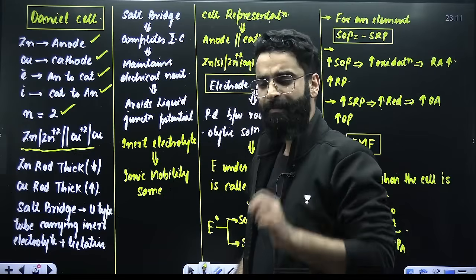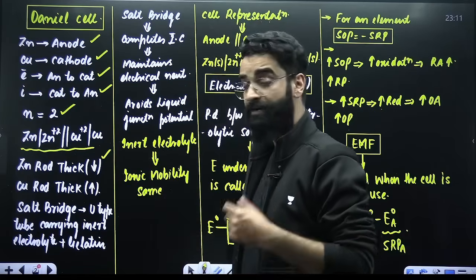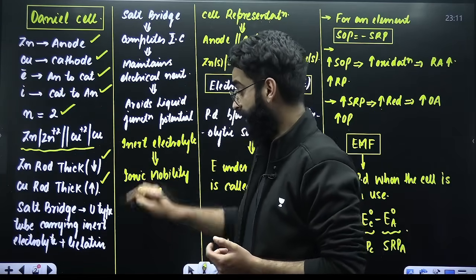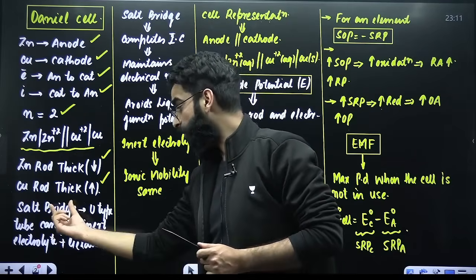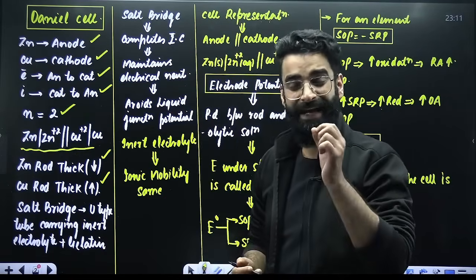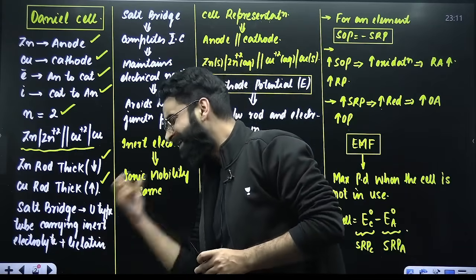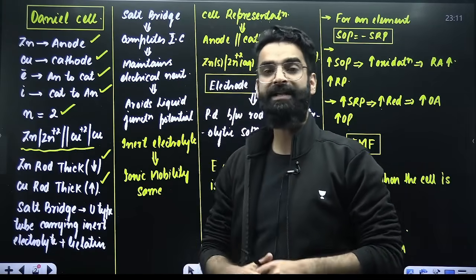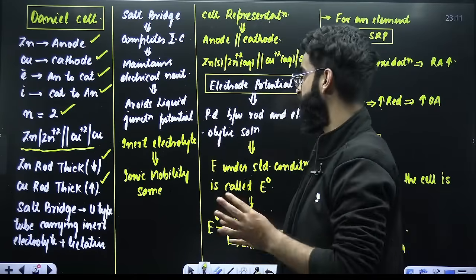Perfect. What happens when the Daniell cell works? The thickness of the zinc rod decreases, and the thickness of the copper rod increases. Now, what is a salt bridge which we use in the Daniell cell? It is an inverted U-type tube which contains an inert electrolyte mixed with gelatin. What we get at the end is a jelly-like paste which is fitted in that inverted U-type tube.